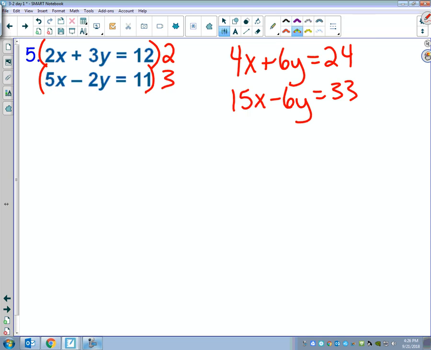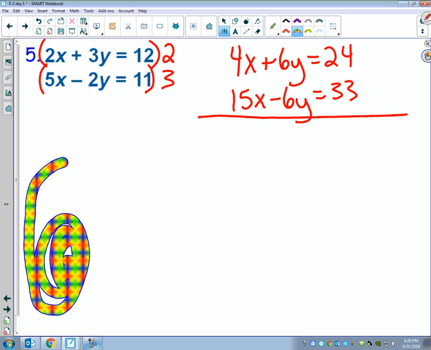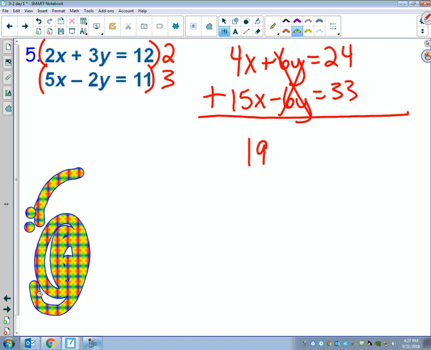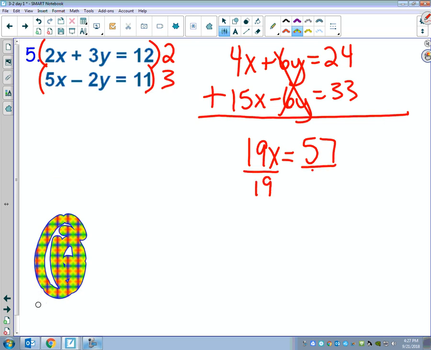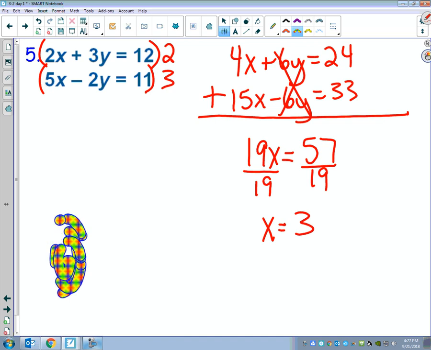And so then we have to make the same decision of we have to say, what am I going to do to eliminate my variables? Well, now they're both 6's, but notice one's a minus and one's a plus. So to get those to cancel out, I just have to add the two equations, right? Because 6 minus 6 is already 0. So 4 plus 15 is 19x. And 24 plus 33 is 57. Divide by 19, and I believe that works out really nice to be 3.